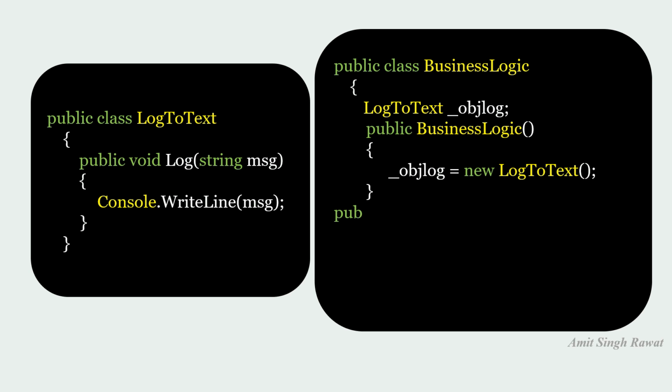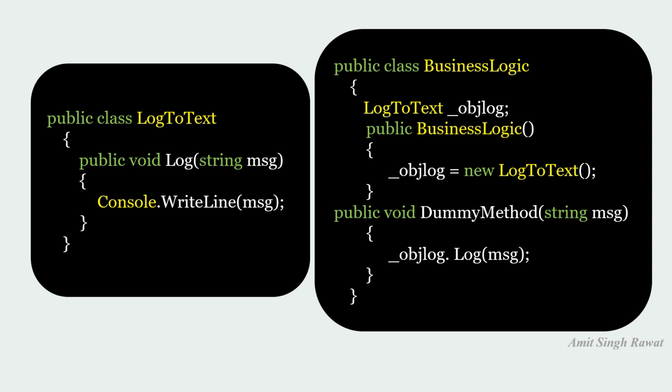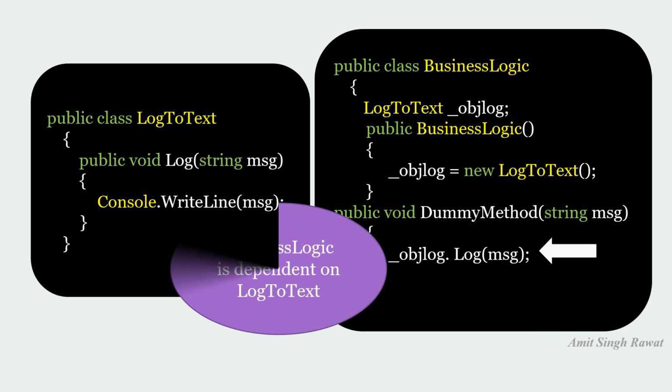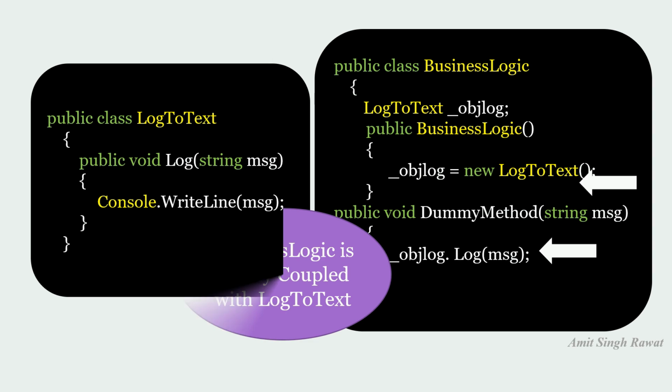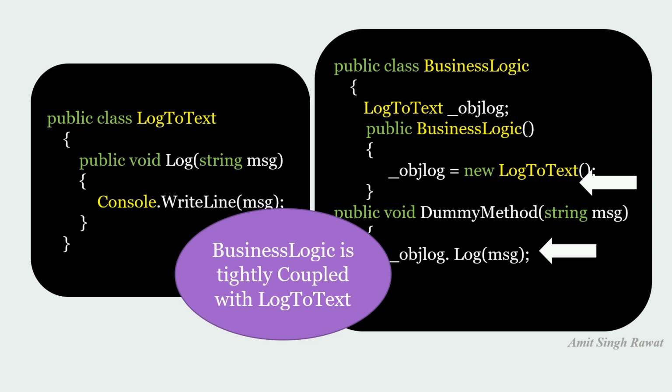Public void dummy method, string message, and this method will consume the log to text method, which is Log(). So if you look at this code, this project is similar to what we showed you in the slide of dependency and tight coupling. Here you can see business logic is dependent on the LogToText class. Also, business logic is tightly coupled with LogToText because we created the object within the business logic constructor.